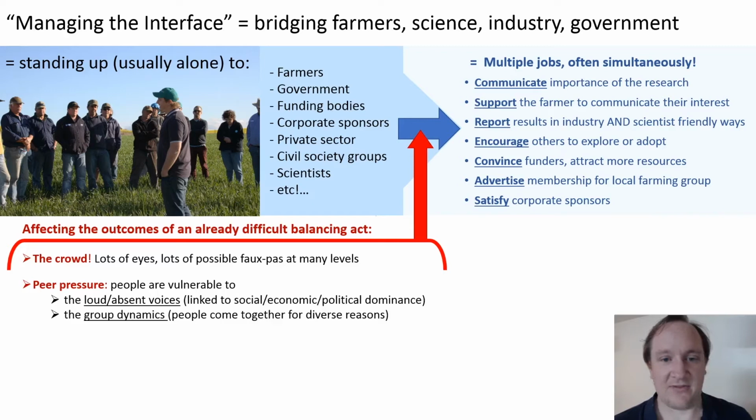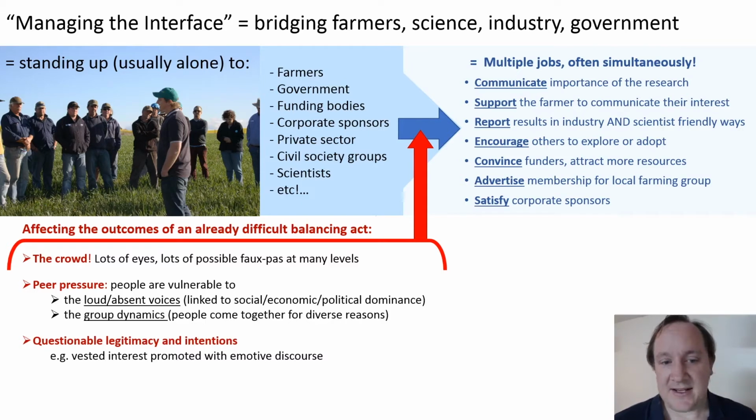Affecting the outcomes of an already difficult balancing act are a number of factors, which we call the first order problems. The first is the crowd. There is lots of eyes and lots of possible faux pas at many levels. Then there is the peer pressure. People are vulnerable to the loud voices. They're also vulnerable to absent voices. We can't hear people if they're not present. And then there are the group dynamics. People come together for diverse reasons, and we're often not aware of what those are when we're working at the interface.